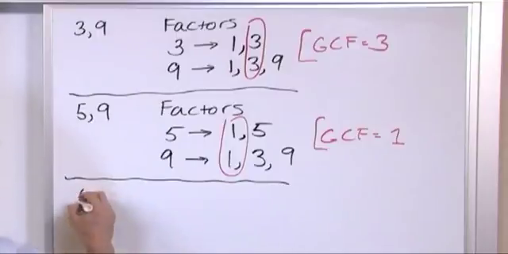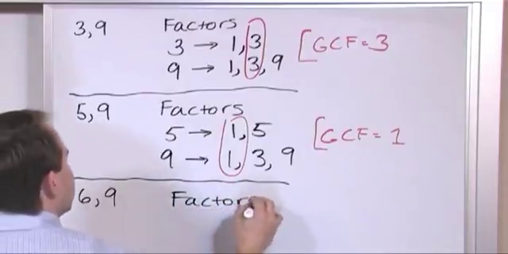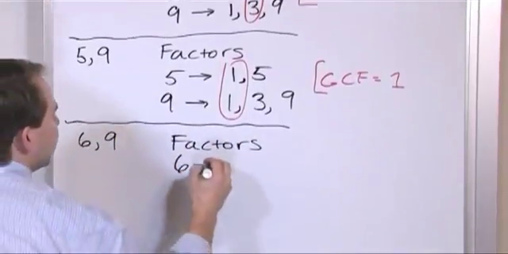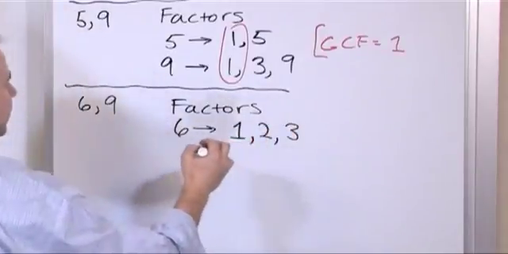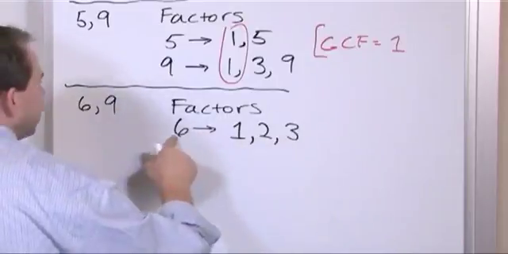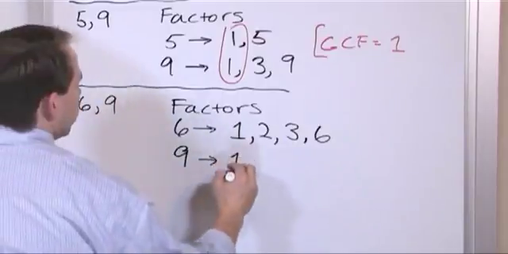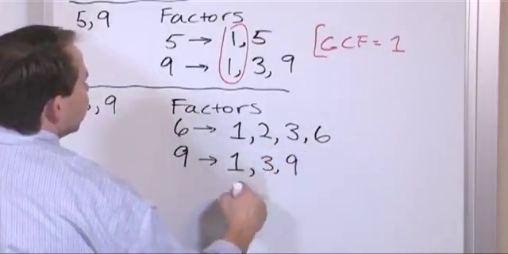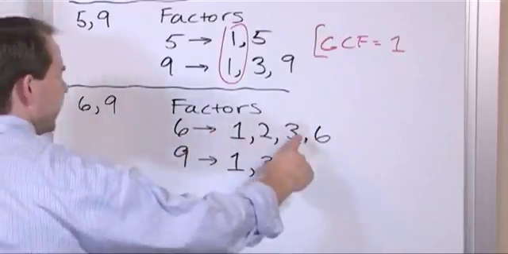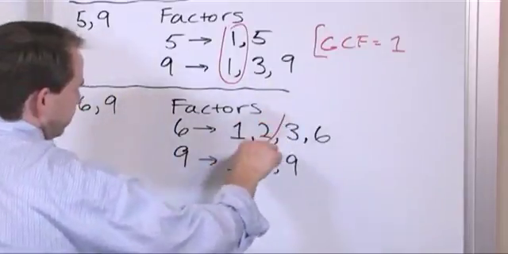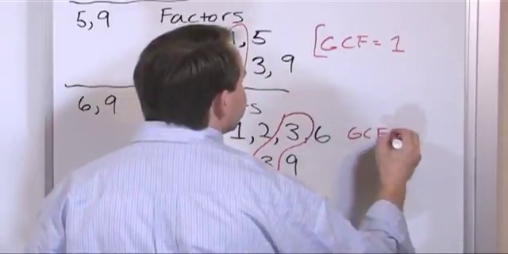All right, what about 6 and 9? Let's find the greatest common factor. So, factors of the number 6. 1 can divide into 6, 2 can divide into 6, 3 can divide into 6, but 4 cannot, 5 cannot, of course 6 can, so it's in our list. And for 9, we've done this one a lot, so we'll just write it down: 1, 3, and 9. These are the only numbers that can divide into 9, so those are the only factors. Here's a common factor, and here is a common factor. The one that's larger is 3, so the greatest common factor is equal to 3.